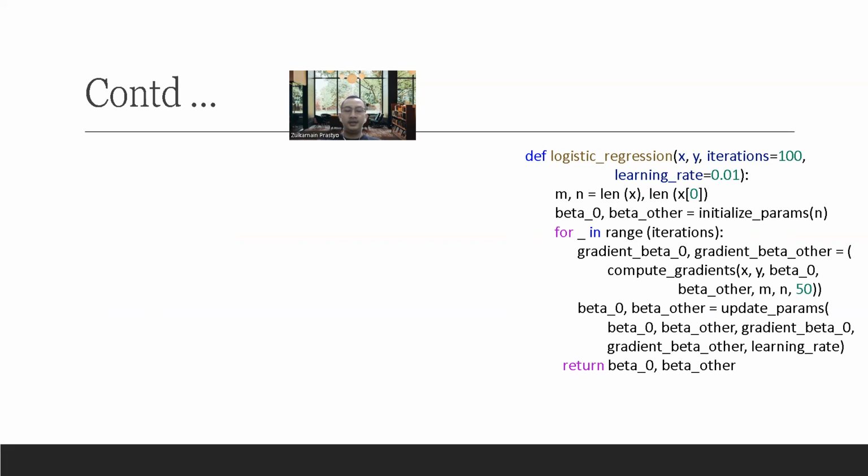Okay, the next, from the code logistic regression, I have the logistic regression function with x, y, iteration 100, learning rate equal 0.01. I have beta 0, beta other equal initial params, and update params. Finally, let's look at the complexity of the implementation.